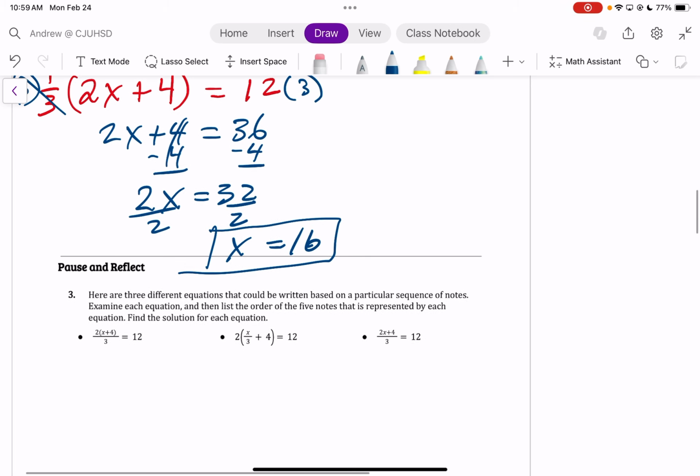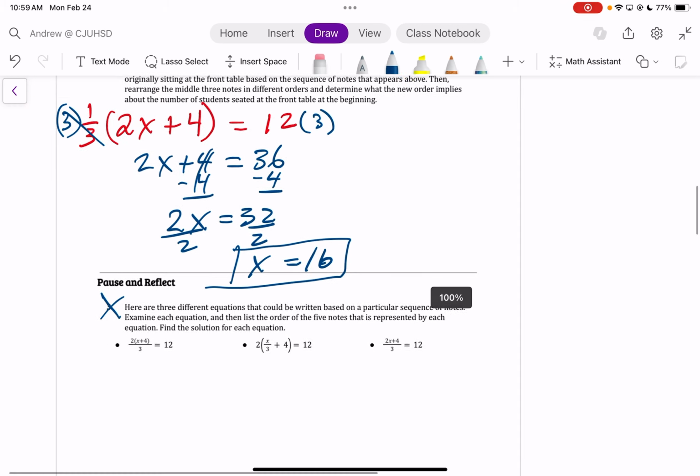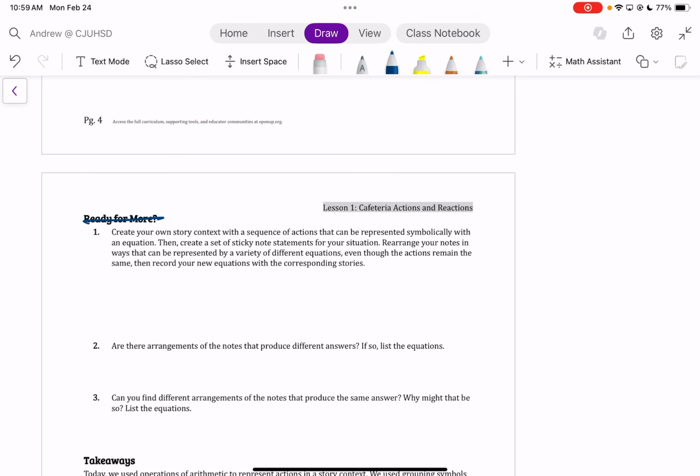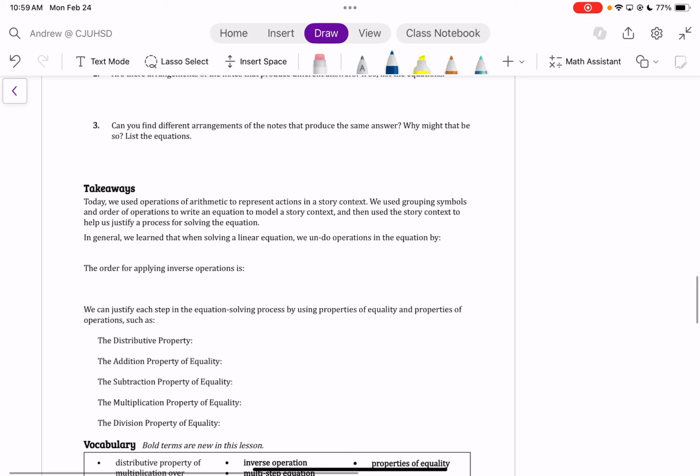All right, so we skipped over this. And we skipped the ready for more. And for our takeaways, just want to highlight 3 words here, okay? One is to model. What is a model? It's when you have an equation that matches up to the real world. And then there's a word here, context. Context is what the story is about.